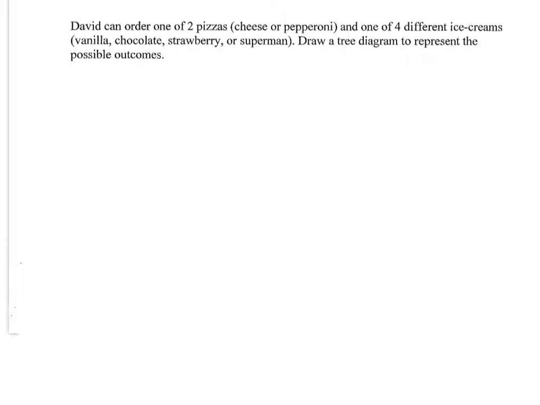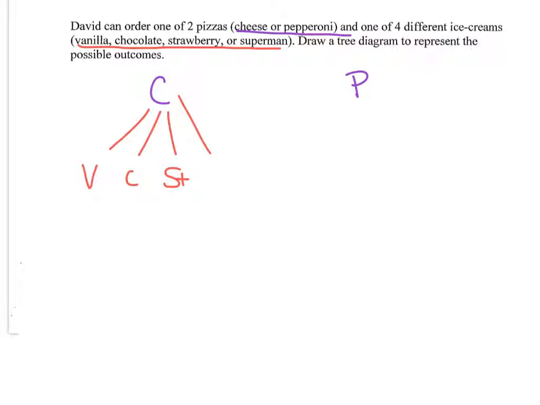So we start with the first choice, which is cheese or pepperoni. So we're going to do C for cheese and P for pepperoni. Okay, then we're going to look at our next possibility, which is type of ice cream, vanilla, chocolate, strawberry, or Superman. So if he chose cheese pizza, he could choose vanilla ice cream to go with it, chocolate, strawberry, or Superman. If he chooses the pepperoni pizza, he could choose vanilla ice cream, chocolate ice cream, strawberry ice cream, or Superman. So here you see all the different combinations that are illustrated.